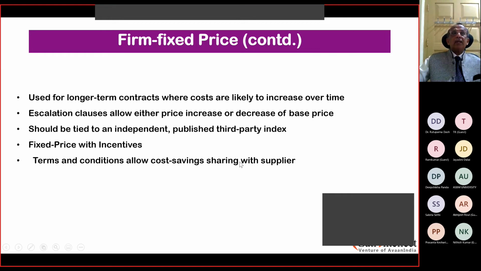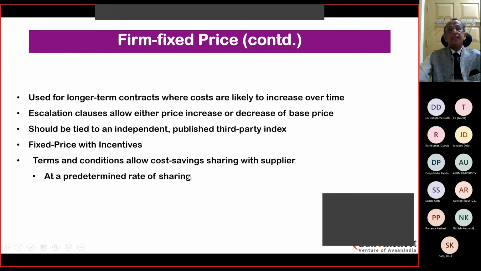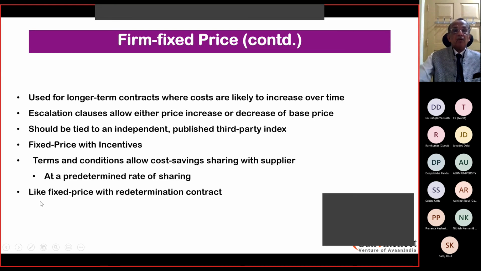When you have a fixed price and the price goes down in the international market or in the Indian market, whatever benefits are achieved are shared between both parties. That is also a situation which can happen, at a predetermined rate of sharing. Whatever percentage, 5% or 10%, all these things are incorporated in the contract in the first place itself, like a fixed price with redetermination contract.